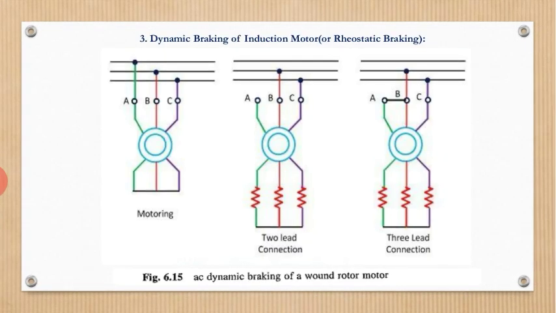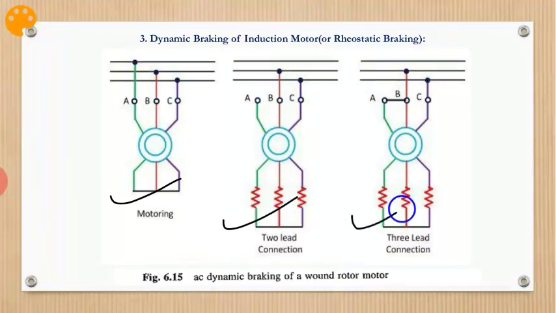Okay. So next one is the dynamic braking of induction motor, or rheostatic braking. Here the first figure is motoring, and another one is the B figure, the 2 lead connection, and another one is the 3 lead connection.